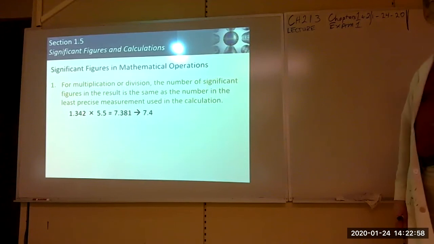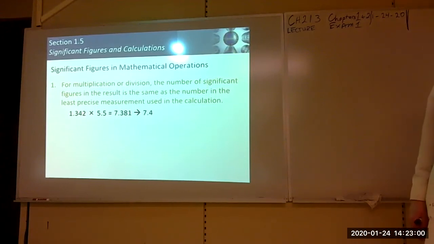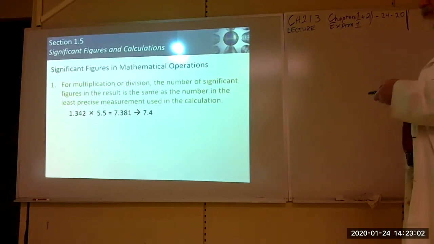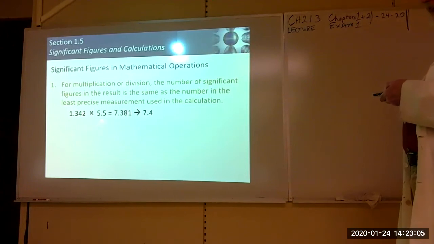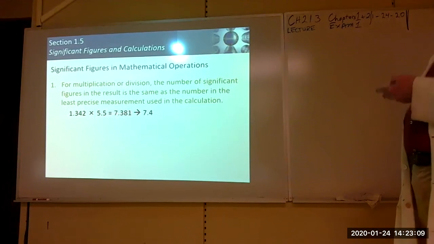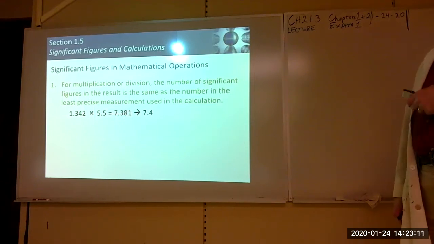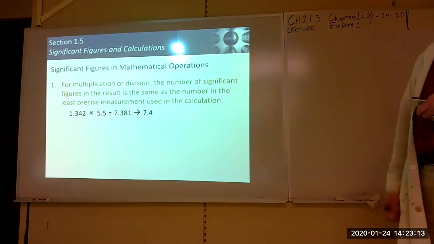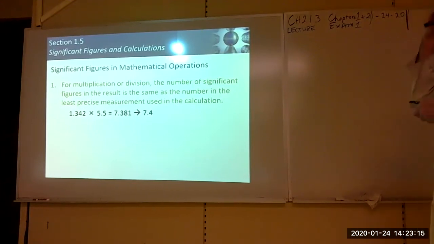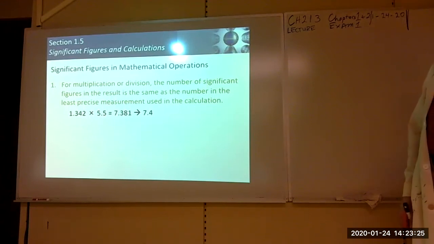There are two rules. There's one for multiply, divide, and one for add, subtract. Multiply, divide is the simpler one. All you have to do is say, all right, multiply these together, I get a number. My calculator spits out a number. It doesn't know significant figures. You have to do that yourself. If it's only multiply, divide in here, you find out which number has the fewest significant figures and apply that to your answer.